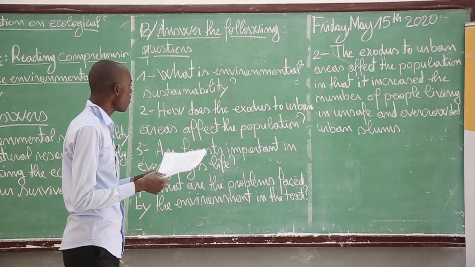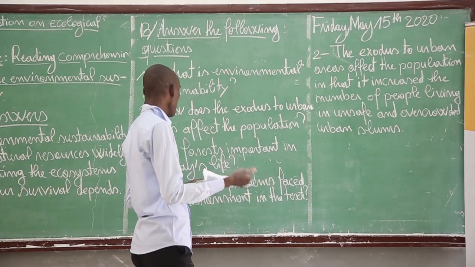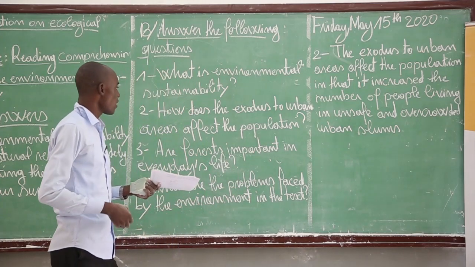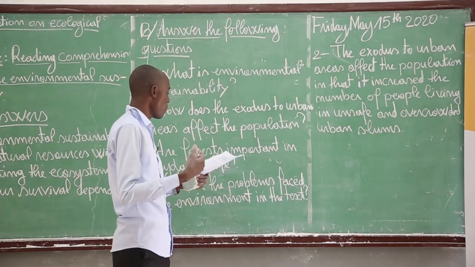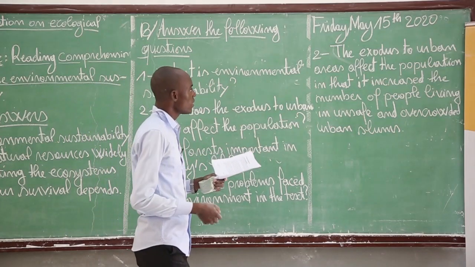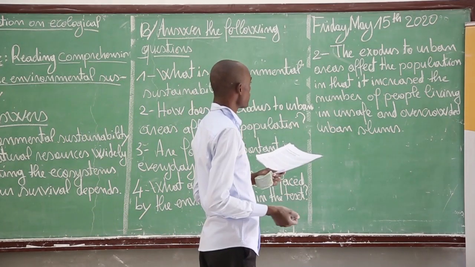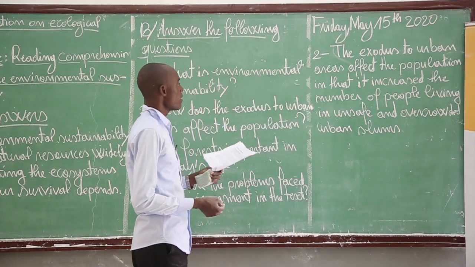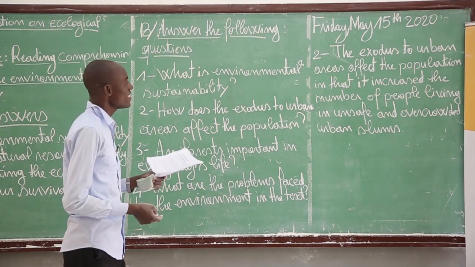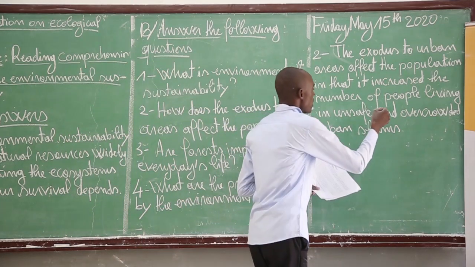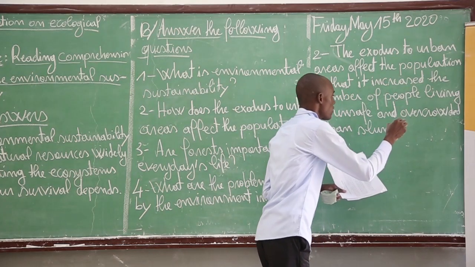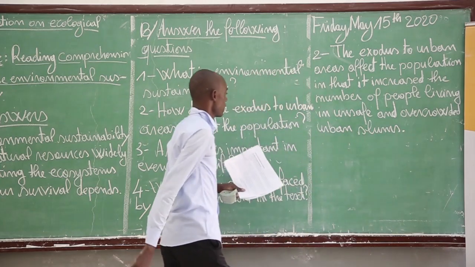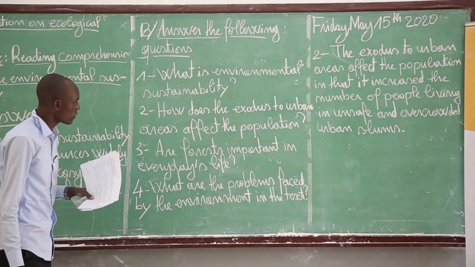Yes, this is how the exodus to urban areas affects the populations. We have the answer: the exodus to urban areas affects the population in that it increases the number of people living in unsafe and overcrowded urban slums. This is the answer of the second question.